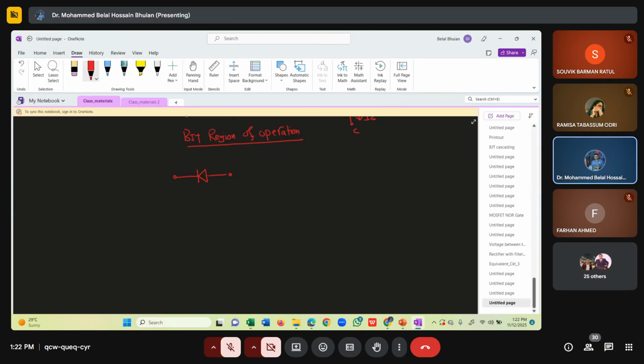And then let's say the voltage across the diode is VD, and the current through the diode is ID.